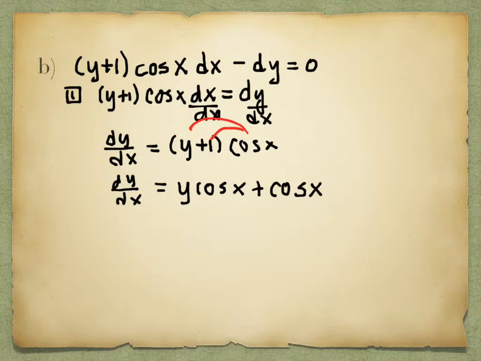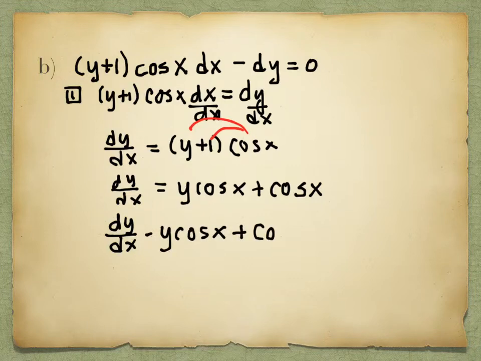So far, so good? Then what? Go ahead, Hannah. Right, so I can write this as dy/dx minus y cosine x equals cosine x. Is everybody good with that? You see how that satisfies all the conditions we needed it to back on the front page?